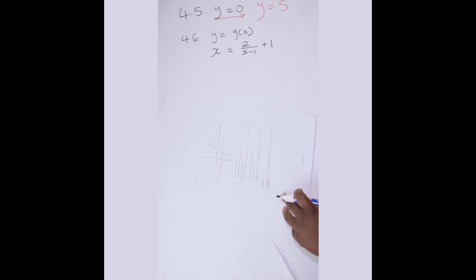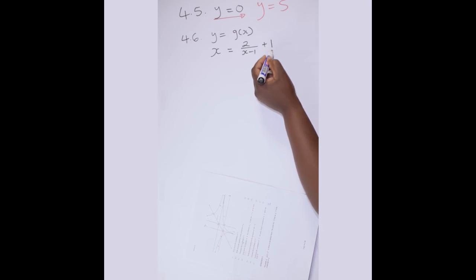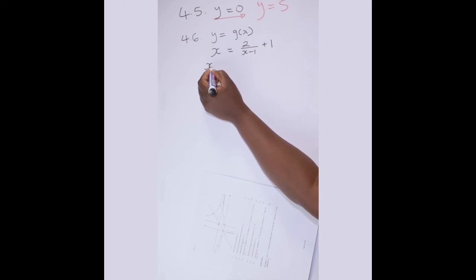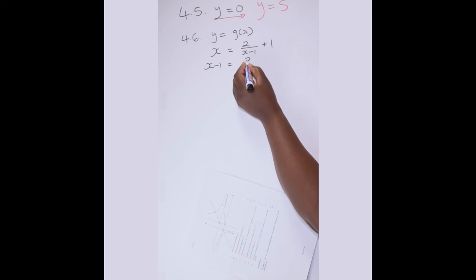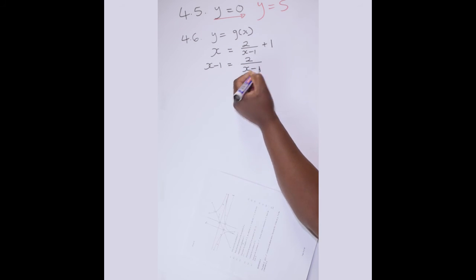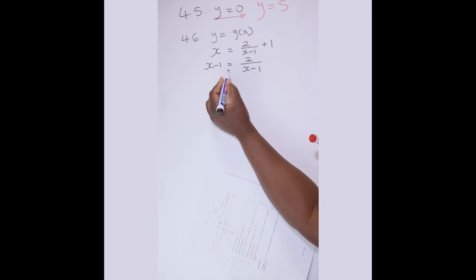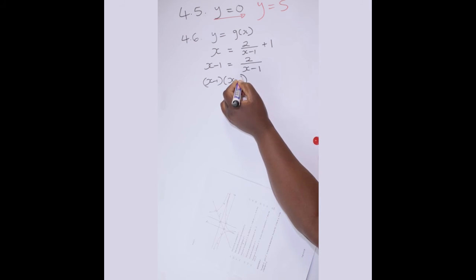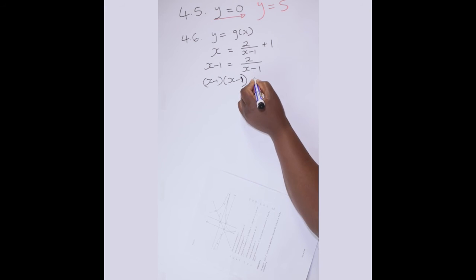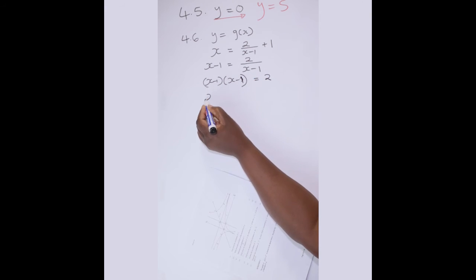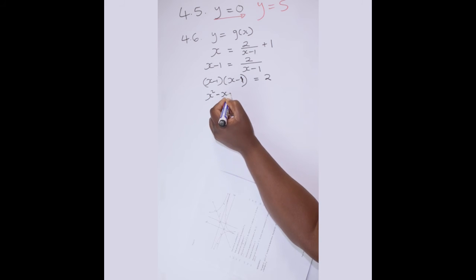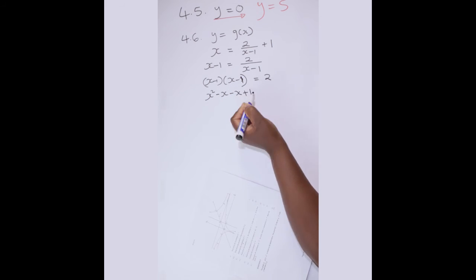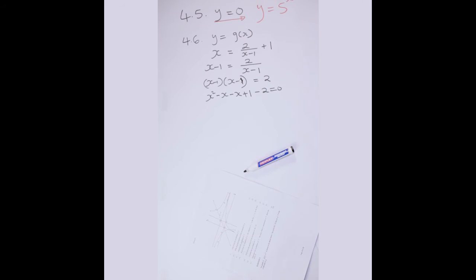And then we do the algebra to get to the solution. Remember, moving the 1, we subtract it on both sides. So we'll have x minus 1. And here we'll remain with the 2 divided by x minus 1. And then we multiply both sides by x minus 1. So when you multiply both sides by x minus 1, we will now remain with x minus 1 times x minus 1 in a bracket equals 2. Remove the bracket, we'll have x squared minus x plus 1, and there's a minus 2. Okay, and from there, we do the simplification.